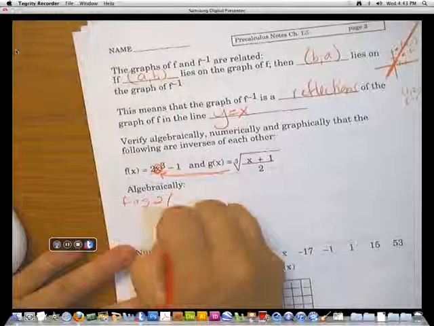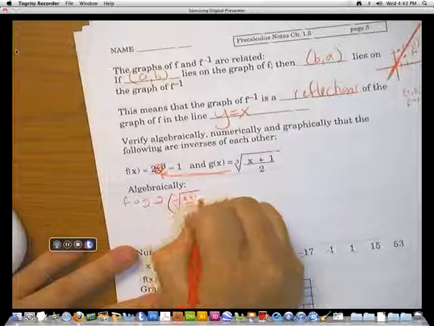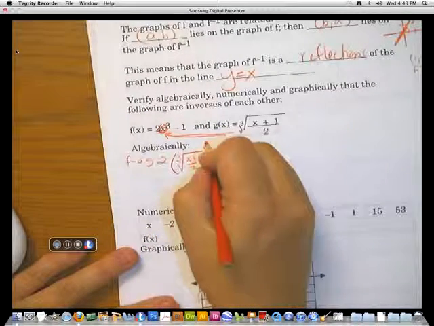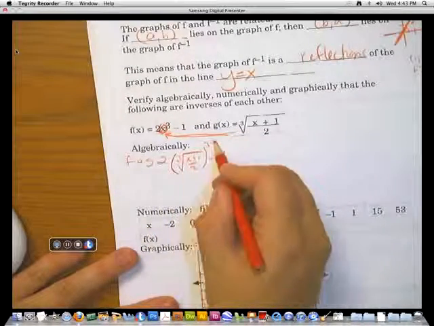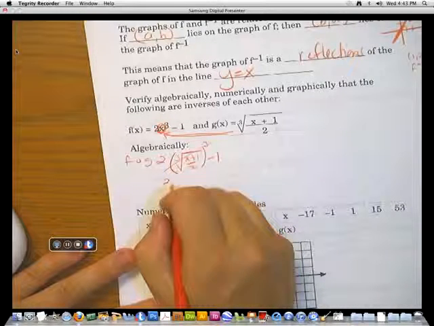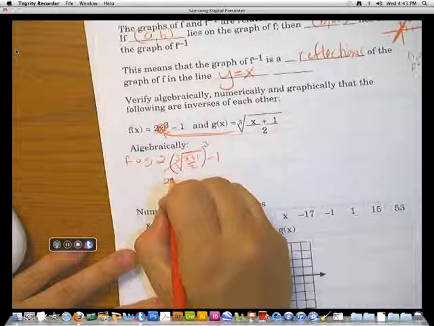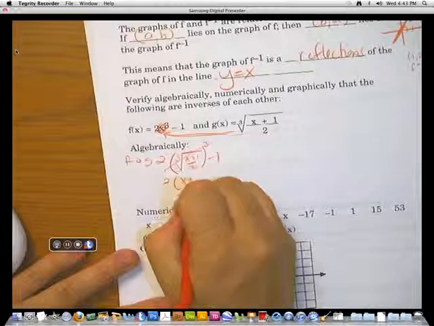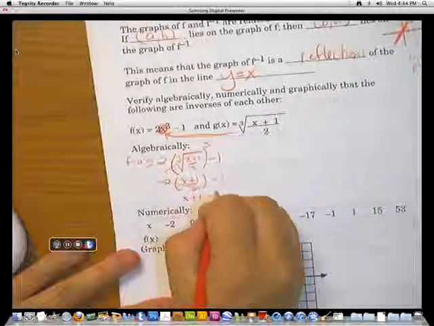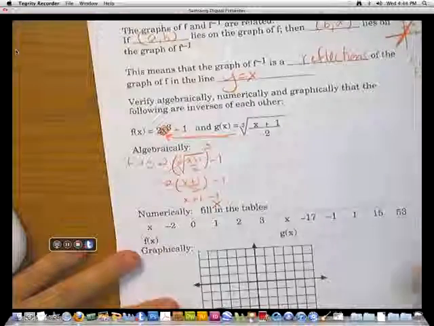So I get 2 times the cube root of x plus 1, minus 1. Well, a cube and a cube root cancel each other, so I get 2 times x plus 1 over 2, minus 1. The 2's reduce, the 1's reduce, leaving just the x.